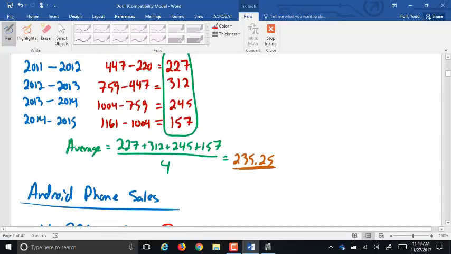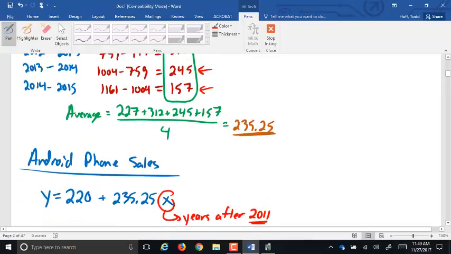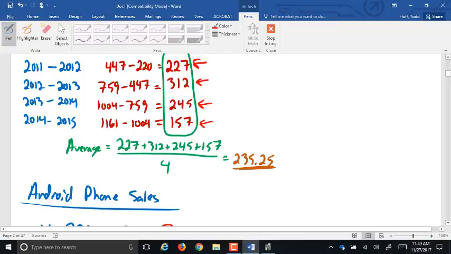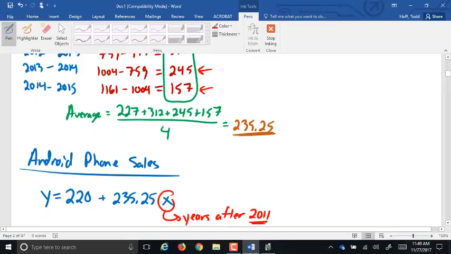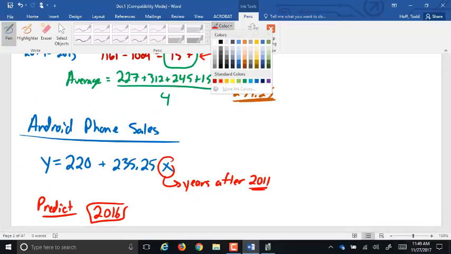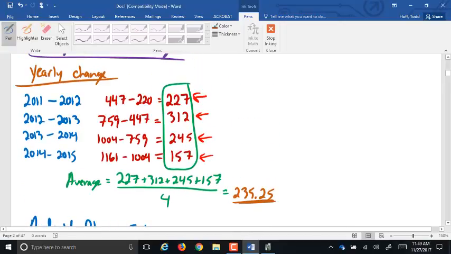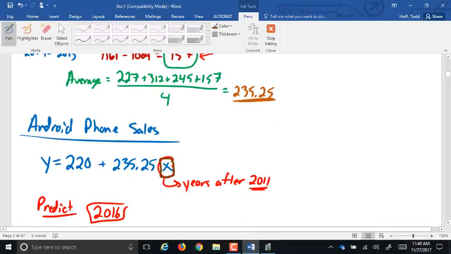Now, looking at these changes here, do you think this model would be good at predicting, if I asked you to predict 2016 sales, do you think it would do a good job of predicting 2016? It'd be close, yes. It's not going to be exact. What number would I put in for X? Well, 2011 would be year 0, right? So 2016 minus 2011 is 5.